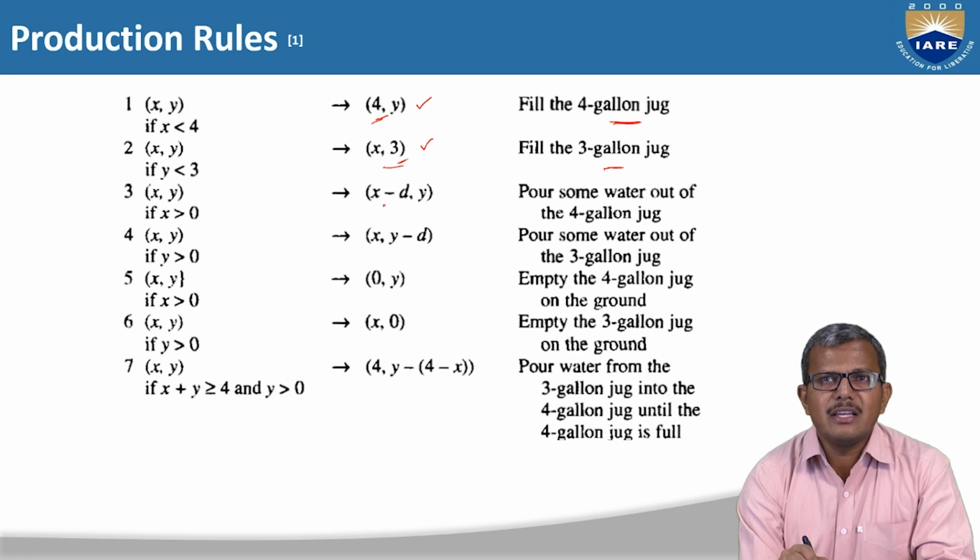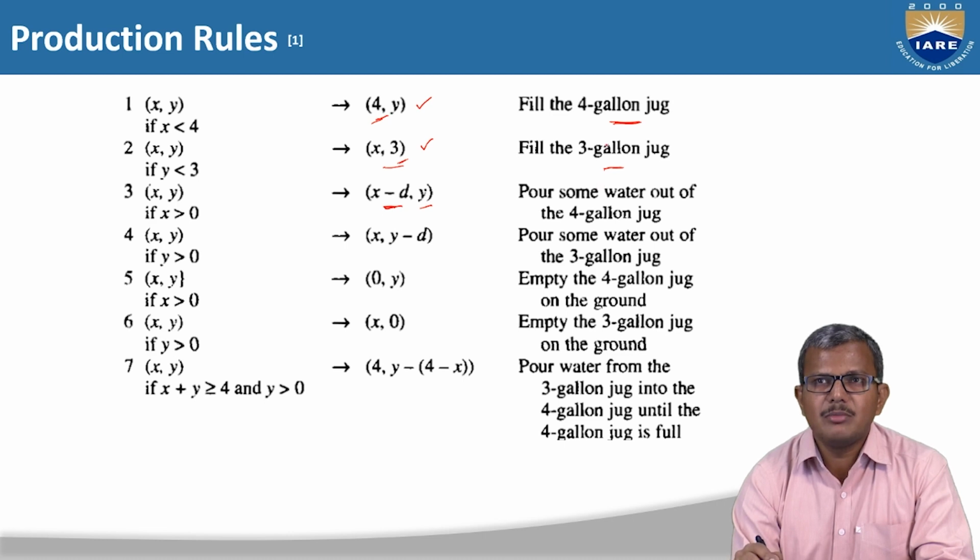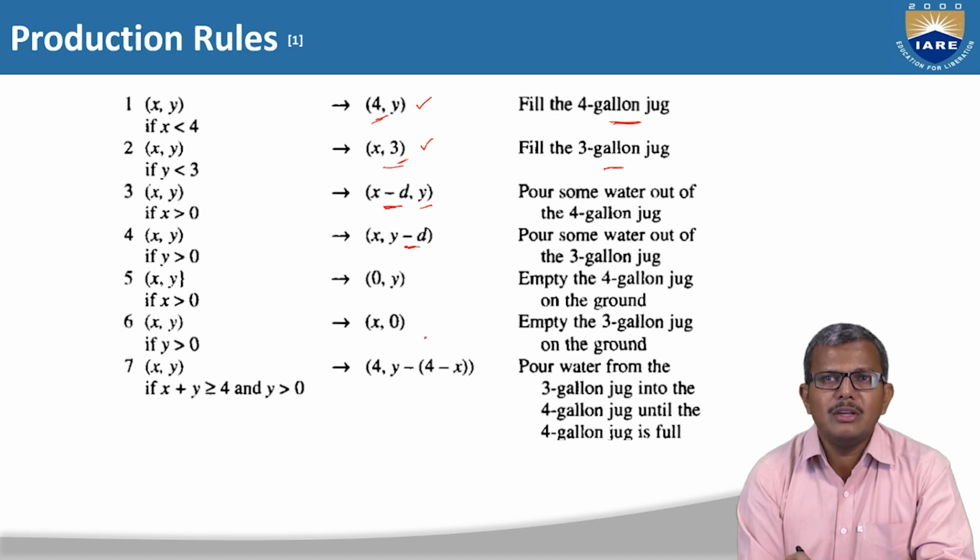What does it mean if I say x minus d and y? I am not disturbing y, that is, the 3 gallon jug, but in x I have written x minus d. It means pouring some water out of the 4 gallon jug. Minus d represents removing some water from that jug. If I represent the same thing for y, it means pouring water out of the 3 gallon jug. Here we are trying to represent all the production rules, the rules applicable in order to solve this problem.